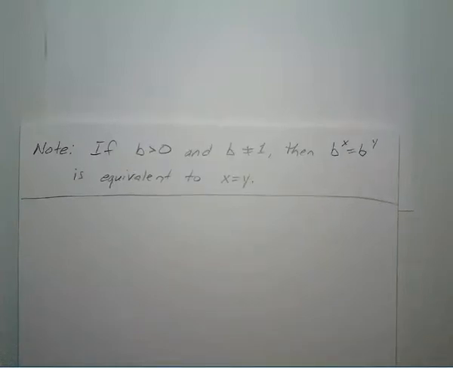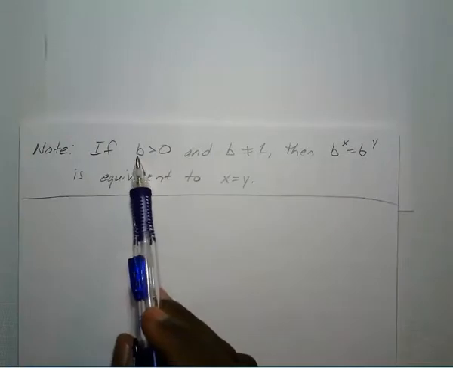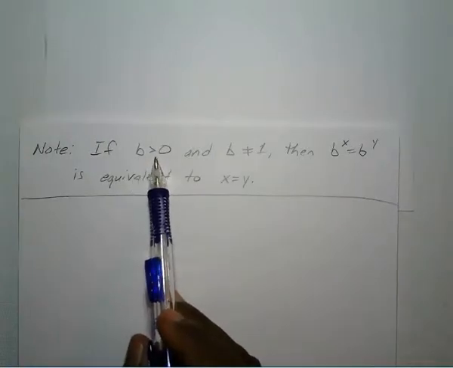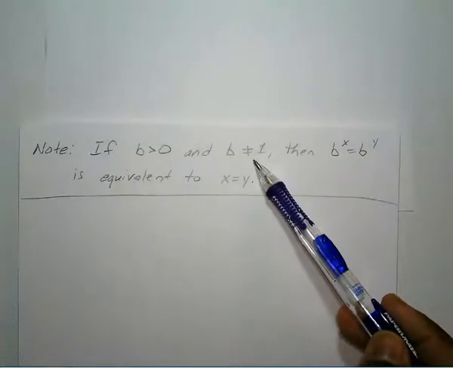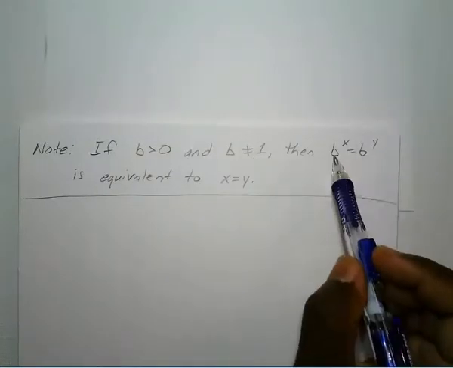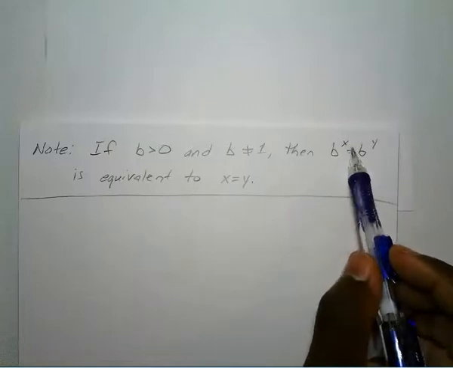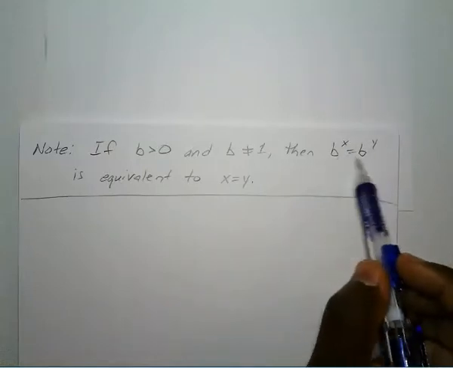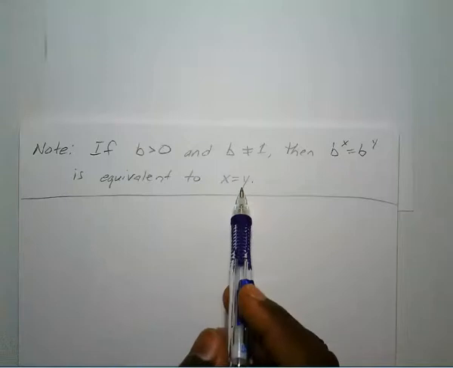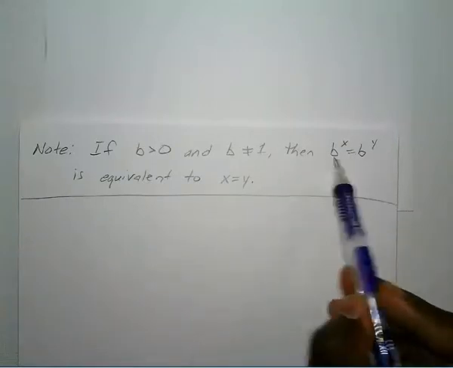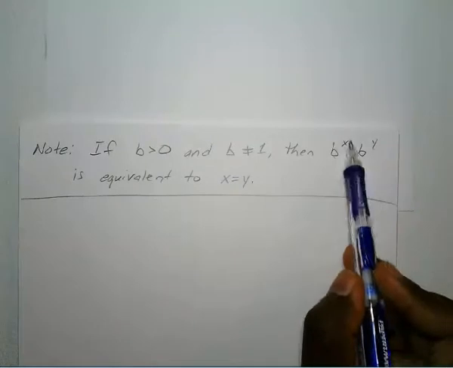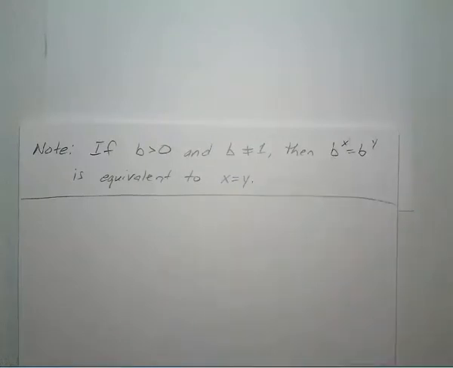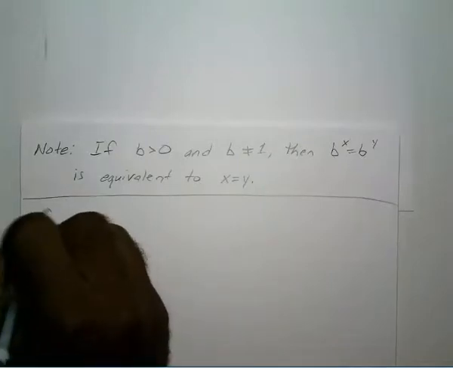Okay, so now to solve our exponential equations, you want to remember that if b is greater than 0 and does not equal 1, then b to the power of x equals b to the power of y is equivalent to saying that x is equal to y. So in other words, if your bases are the same, then your x would have to equal your y for those to be true.